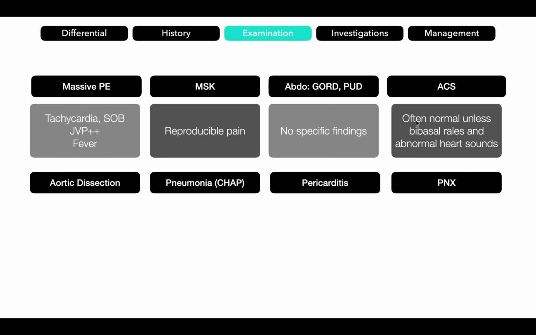ACS, often normal. But if the heart is particularly failing, you might get acute cardiogenic pulmonary edema, and that will present as bibasal rales or crackles. And if the heart is damaged, you might have abnormal heart sounds.